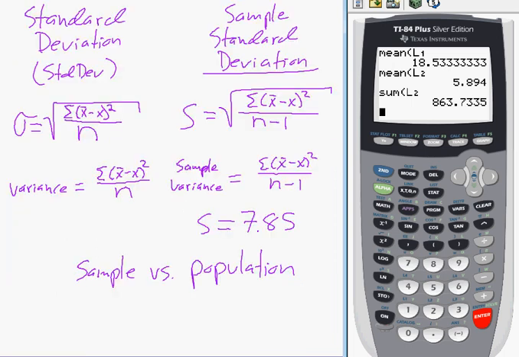So here is the summary page, and hopefully if you have any questions about standard or sample standard deviation, variance, hopefully this answered them.